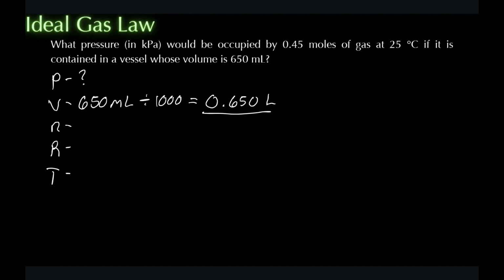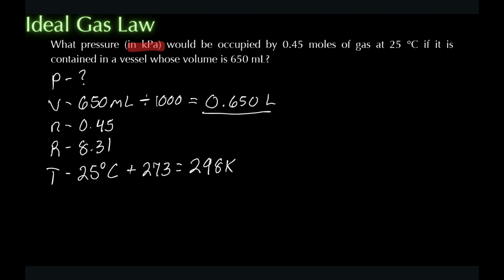The number of moles is 0.45. The R value is 8.31 because the pressure is in terms of kPa. The temperature is 25 degrees Celsius, but we need to convert it to Kelvin by adding 273. This makes the temperature 298 Kelvin. From here, we will rearrange the equation to solve for pressure. We will divide both sides by volume to isolate pressure. When we do this, we get pressure is equal to nRT divided by V.